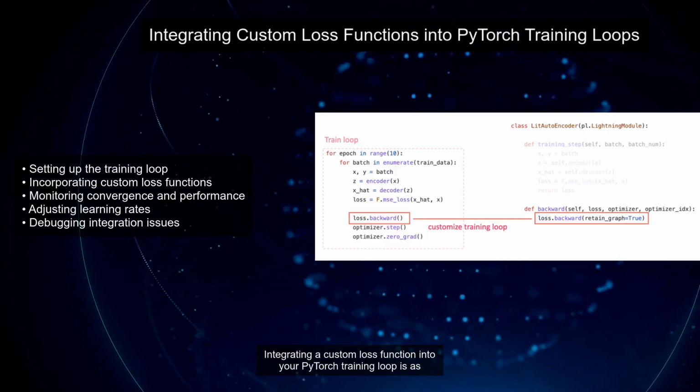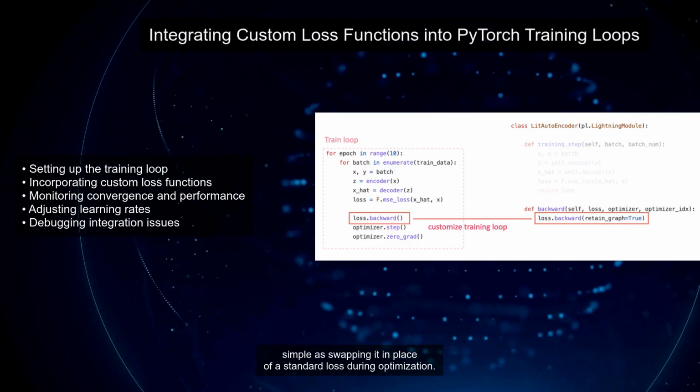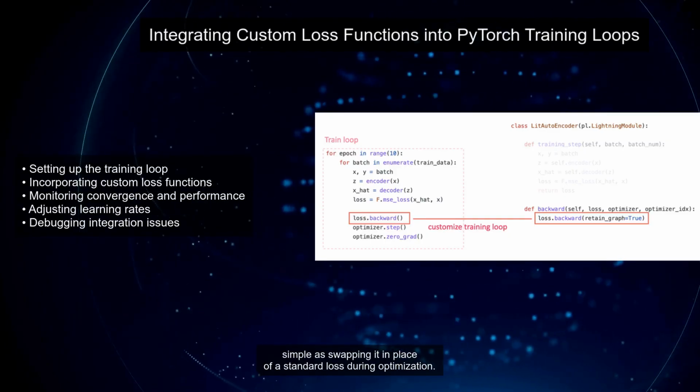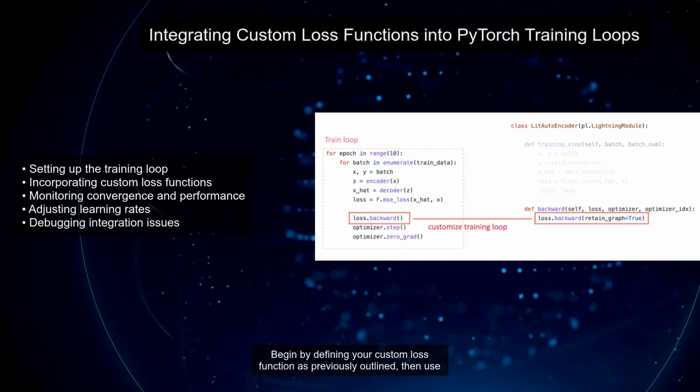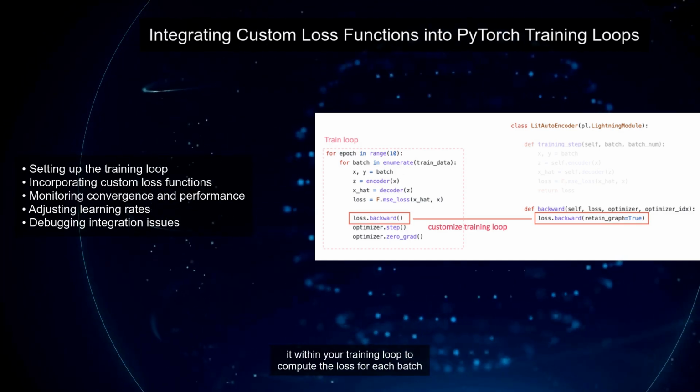Integrating a custom loss function into your PyTorch training loop is as simple as swapping it in place of a standard loss during optimization. Begin by defining your custom loss function as previously outlined, then use it within your training loop to compute the loss for each batch of data.